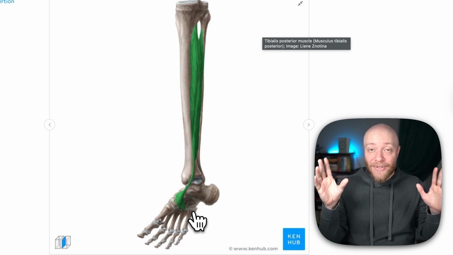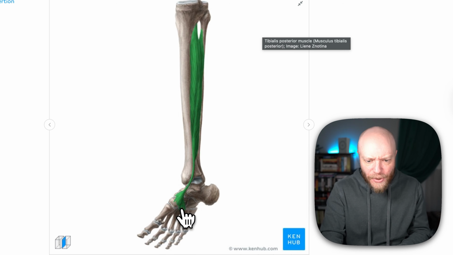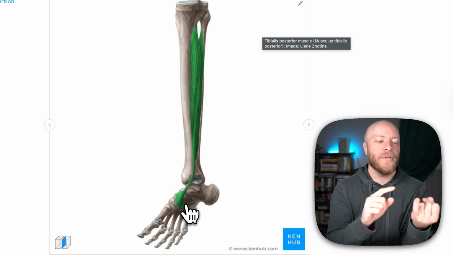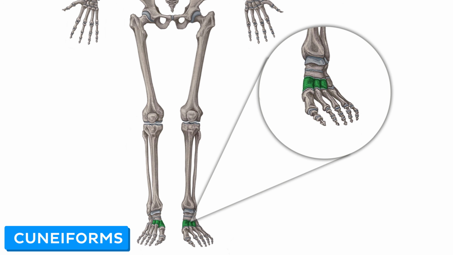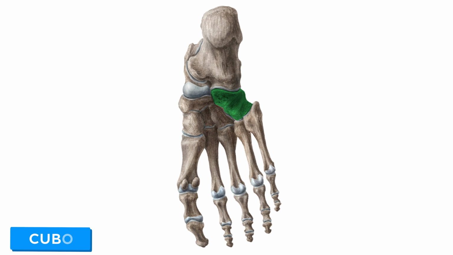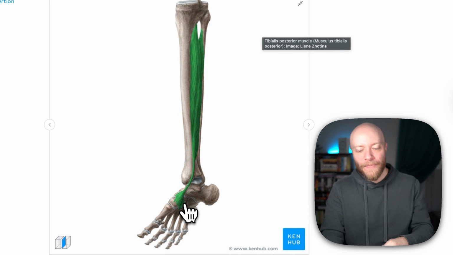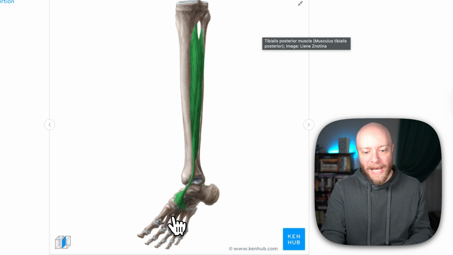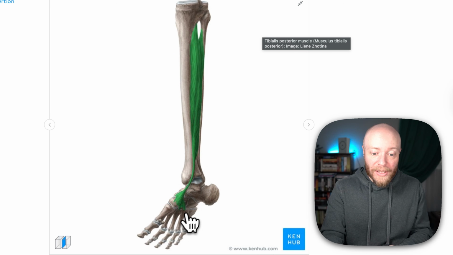But from there, it's going to come and insert at the foot, and it inserts pretty broadly. You can't really see it exactly too well, but it's going to insert on what is called the navicular bone, the 3 cuneiforms, and even the cuboid. It inserts on 4 out of the 7 tarsal bones. It's a really broad, massive attachment on the underside. But then it's even going to go to the bases of metatarsals 2, 3, and 4, which is wild. This is really, really massive.